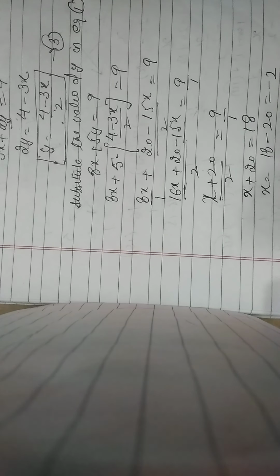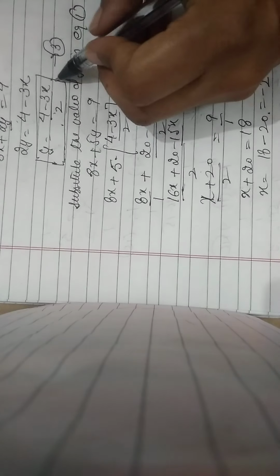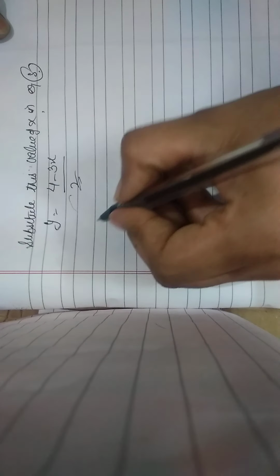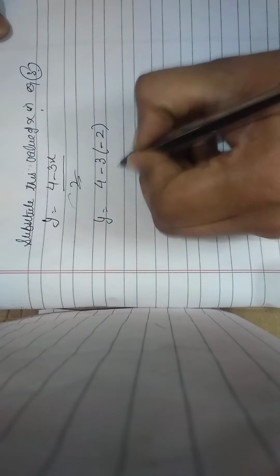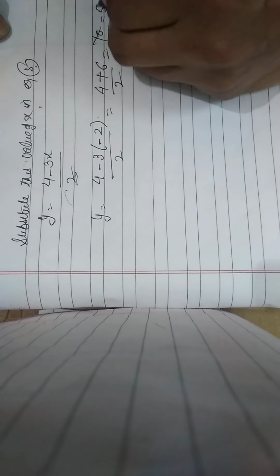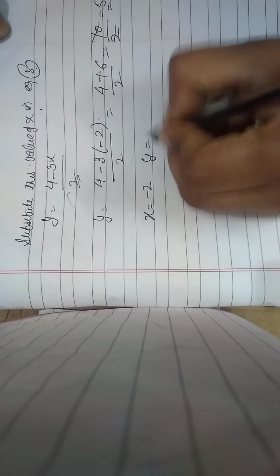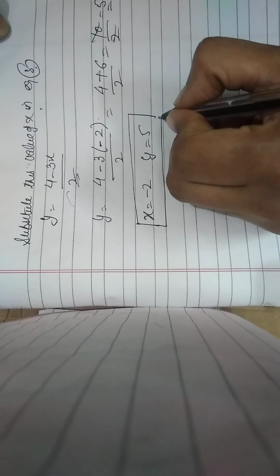Now for finding the value of y, substitute the value of x in the third equation. Equation third is this: 4 minus 3 times minus 2 upon 2. 4 plus 6 upon 2, that is 10 upon 2. Our value is 5. Now x is equal to minus 2 and y is equal to 5. We found these values by substitution method. Thank you.